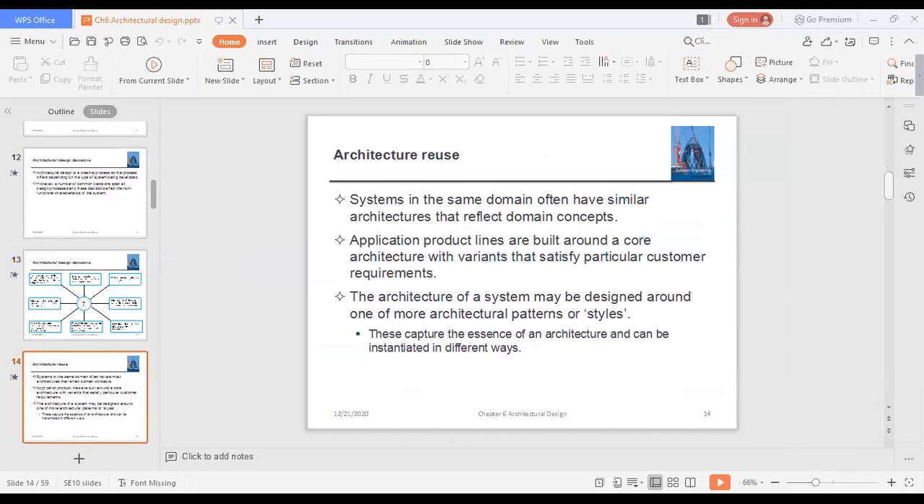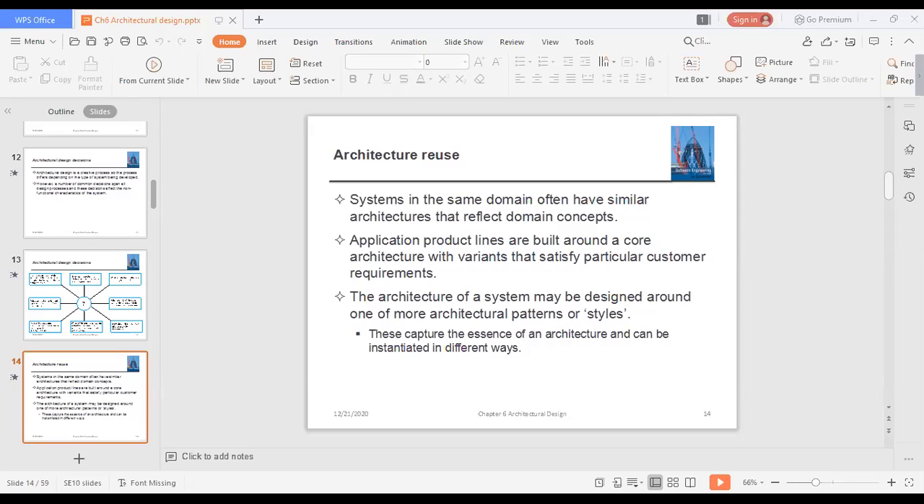So, architecture reuse: systems in the same domain often have similar architectures that reflect the domain concepts. Application product lines are built around a core architecture with variants that satisfy particular customer requirements. The architecture of a system may be designed around one or more architectural patterns or styles. These capture the essence of an architecture and can be instantiated in different ways. Anyways, there is nothing more to be discussed.